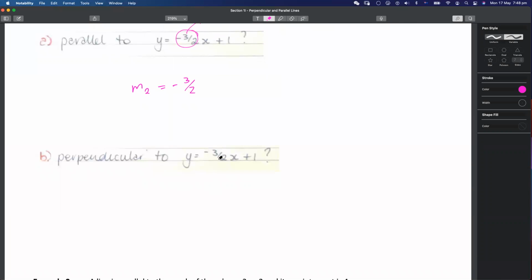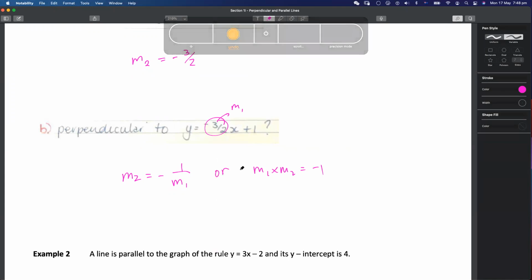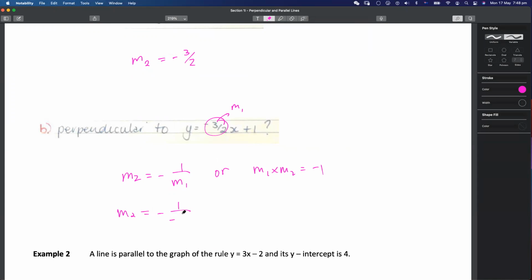Now for perpendicular to that, that's our m1, and then we know m2 is negative 1 over m1, or just remember it as m1 times m2 is equal to negative 1, both work. Therefore m2 is equal to negative 1 over negative 3 over 2.